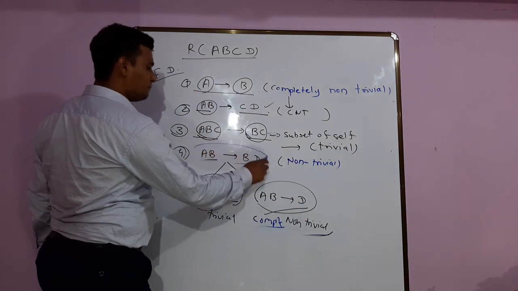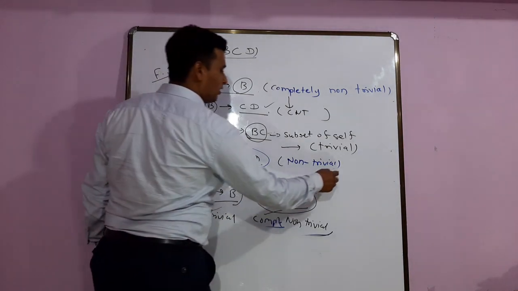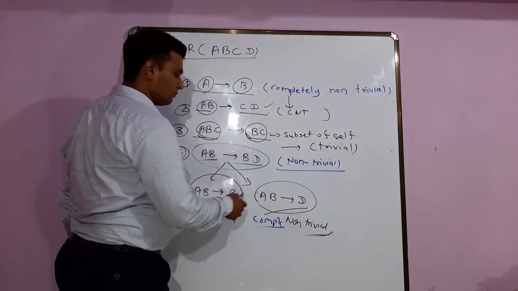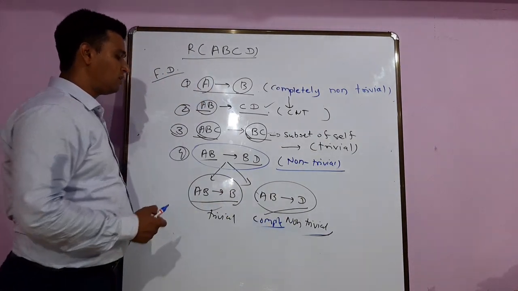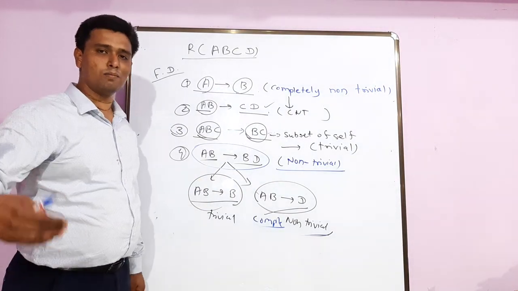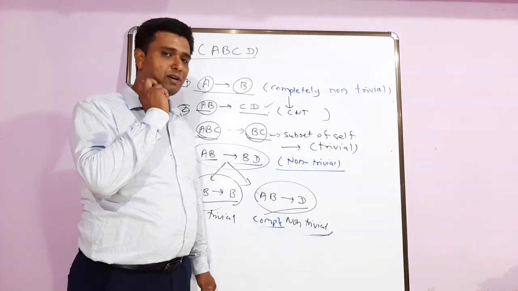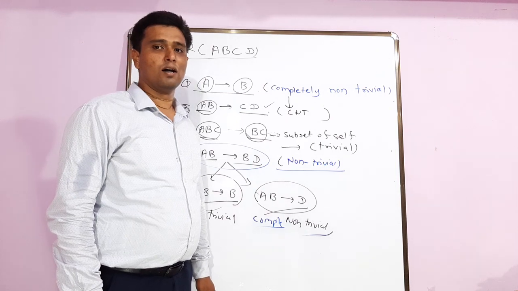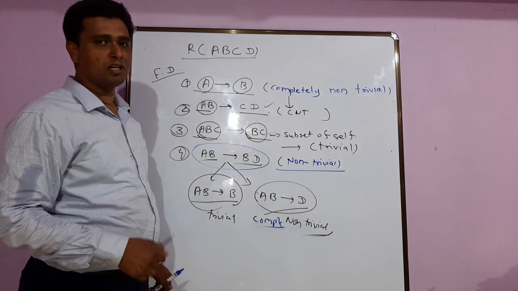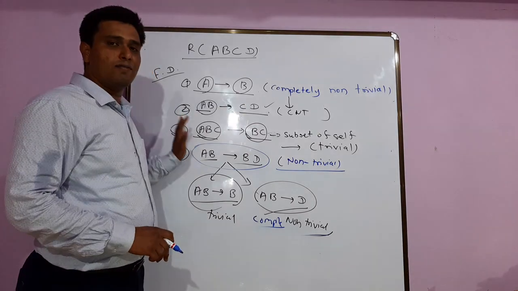But AB determines BD is not a completely non-trivial functional dependency, but it is a non-trivial functional dependency, because one of the parts, one of the divisions, is a non-trivial functional dependency. That's why we can say this is a non-trivial functional dependency. We are going to see some more examples depending on this. Next we will move to the different keys, and then we will move to normalization in tables. In that normalization we are going to use this functional dependency technique.